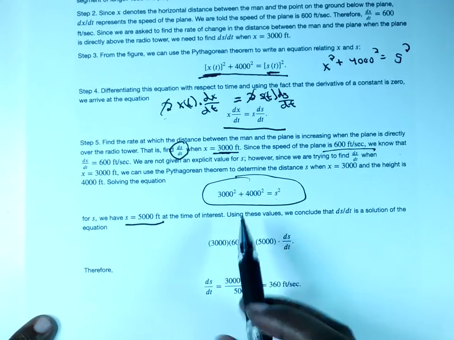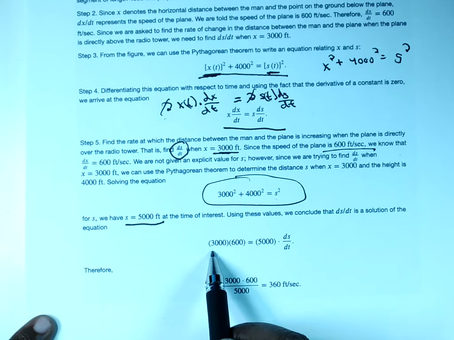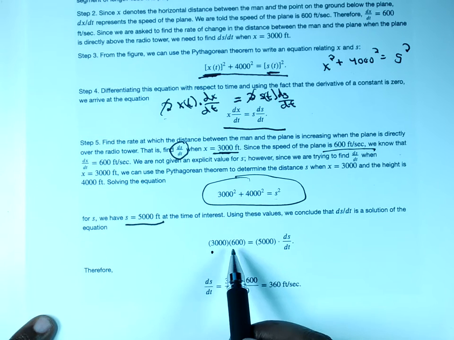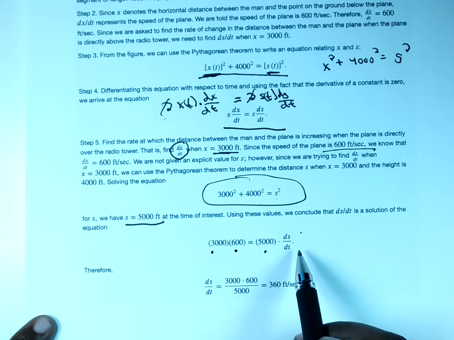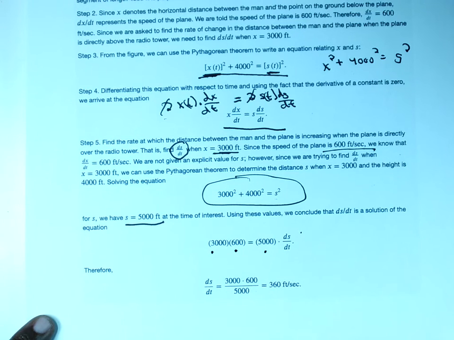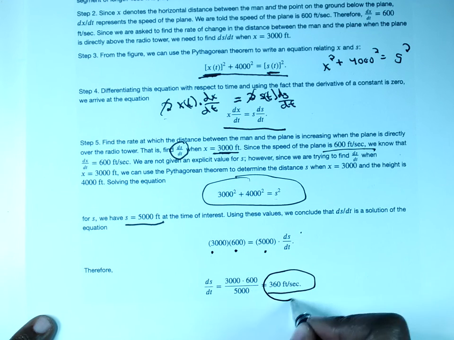Now you can plug it in. 3,000 was the x distance. It was traveling at 600 feet per second. We just found s is 5,000, and this is what we want to know. Well, how is that distance s changing at that particular time? So solve that for ds dt by dividing by 5,000, and we end up with 360 feet per second.